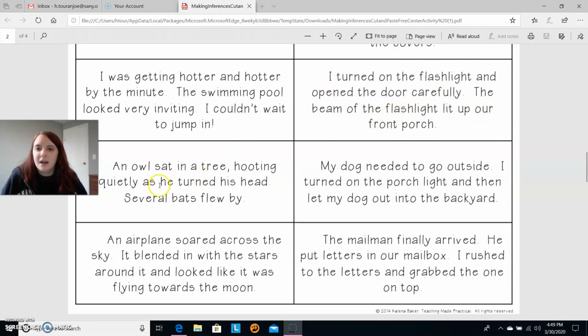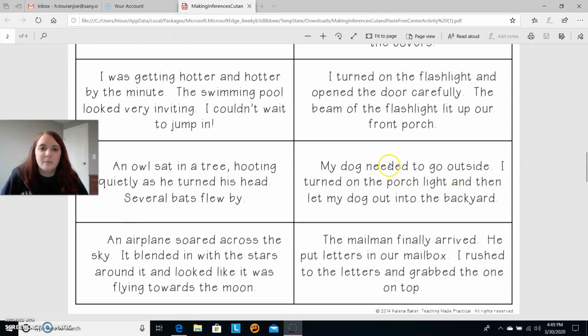Number 3: An owl sat in a tree, hooting quietly as he turned his head. Several bats flew by. Well, it says the owl sat in the tree and talked about bats. Using my schema, I know that owls and bats are nocturnal and they only come out in the nighttime. Number 3 is nighttime.